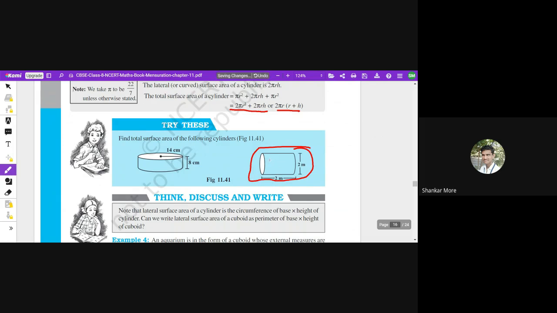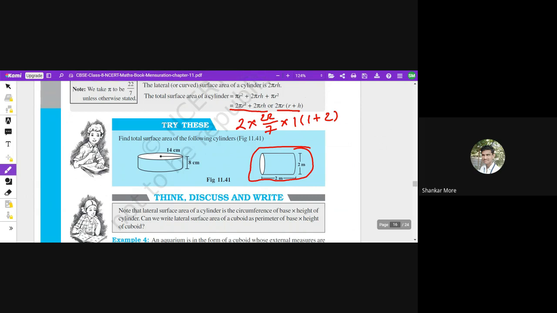the surface area of this cylinder. Likho 2 into 22 by 7. R kya diya hai yahan pe? What is R here? 1 plus height is 2, right? R do nahi diya hai hame, R is 1, diameter is 2. डायमीटर दिया है तो डायमीटर का हाफ करेंगे तो दैट विल बी आर.